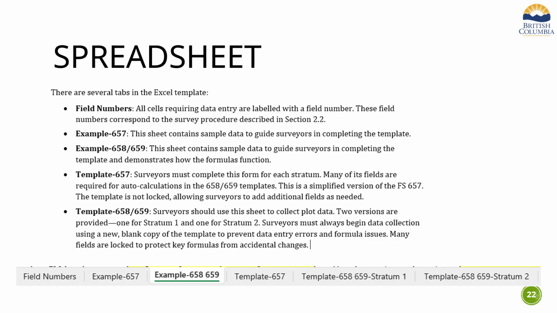Okay, next, the spreadsheet has several tabs. You can see them down here. If you read through the starter procedure instructions, I repeatedly reference field numbers. I say, enter this value in field 5. If you want to see what field I'm referencing, go to this tab right here. I then provide an example of both the 657 and the 658, 659 spreadsheets, so you can see how the data is entered and how the spreadsheet works. I then have completely blank templates of the 657, which works for up to 2 stratum, and then the 658, 659 template for stratum 1 and stratum 2.